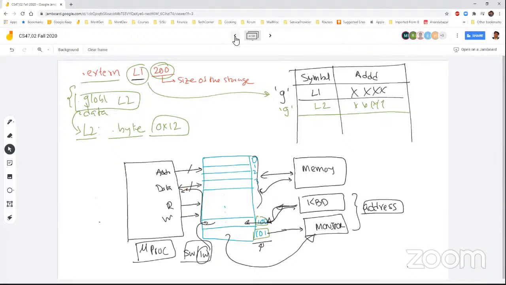So the microprocessor is not even aware that there is a separate device, which is a keyboard or monitor or memory. It just thinks everything is a memory. So this is memory mapped IO.